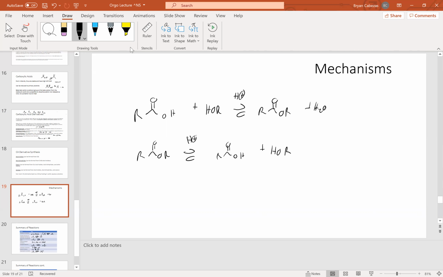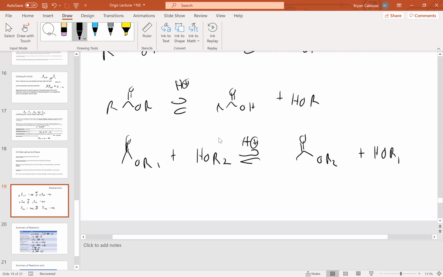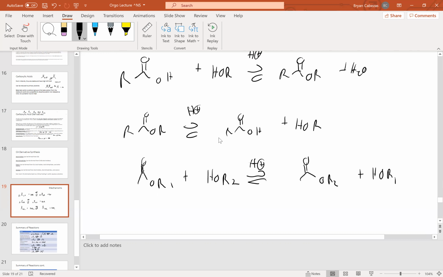And then we have our trans-esterification. So we have a carbonyl and an ester like such. We introduce it to a new alcohol, right? This is an ester plus the alcohol. We introduce an acid, right? It's in equilibrium with each other. That's what those double arrows mean. Those are actually arrows. Let's say 1 and 2. And then you're just going to form the other ester, R2, plus HOR1.